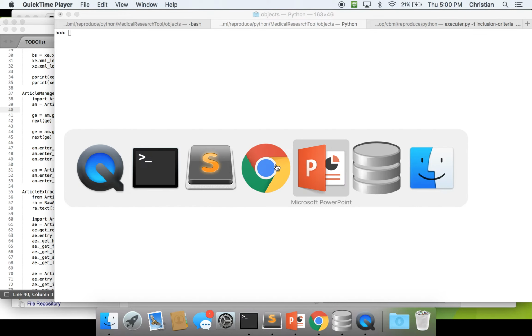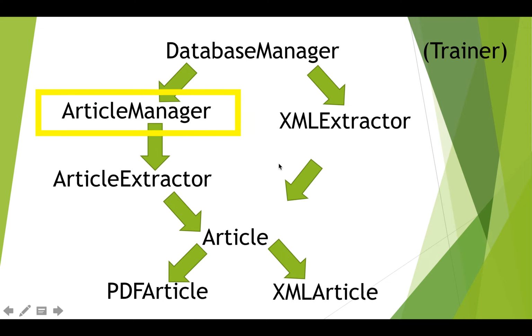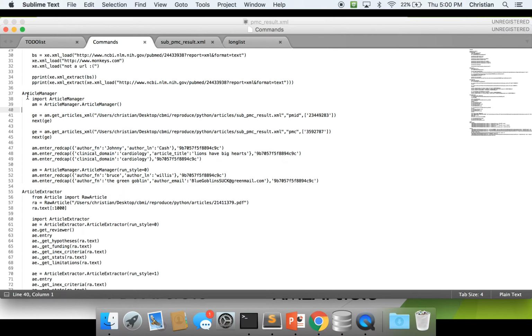So if you followed along with our last video, we just went over the XML extractor object and all of its methods. And so, like I said, we are moving on to the next object, heading down, which is the article manager. So let's break open the terminal and take a look at the methods available to the article manager.